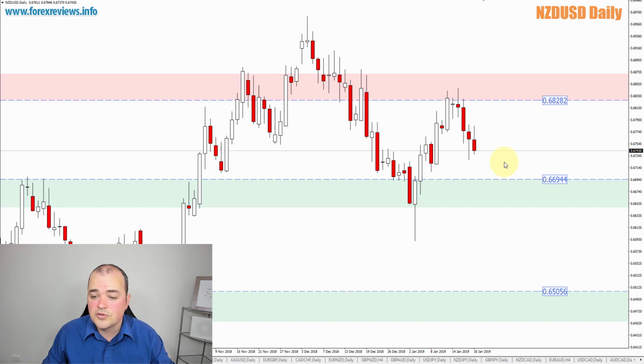And so overall, New Zealand USD moved as expected, and the 68.28 zone area was a great performing zone, in particular for all those people that traded this important area on lower time frames, such as the 4 hour or the 1 hour time frame.